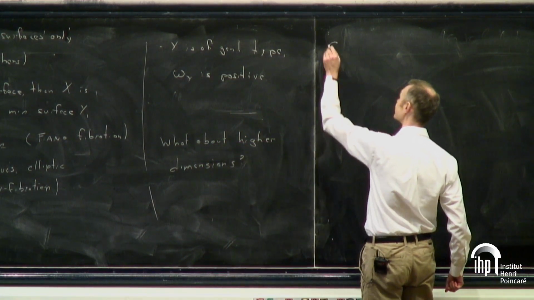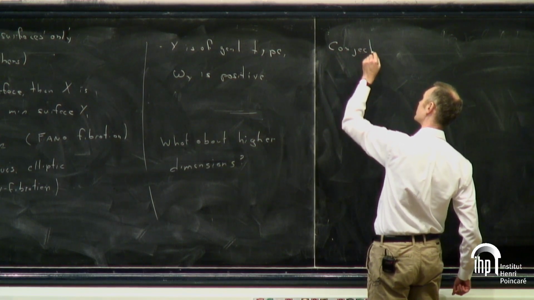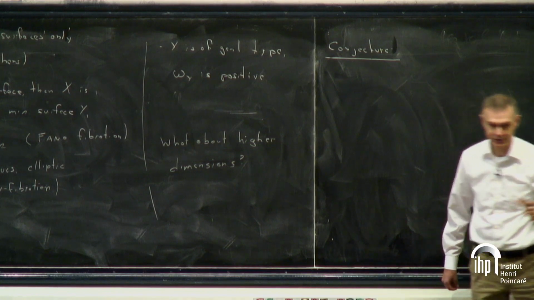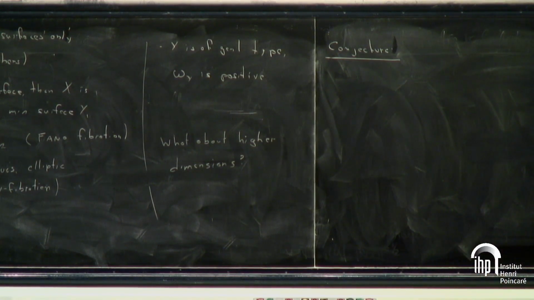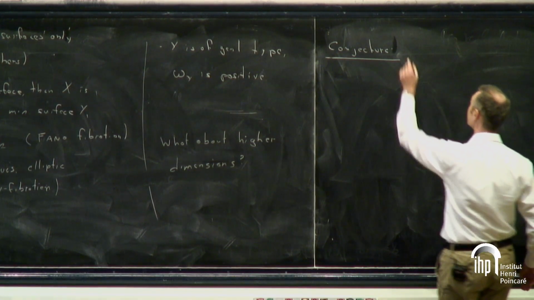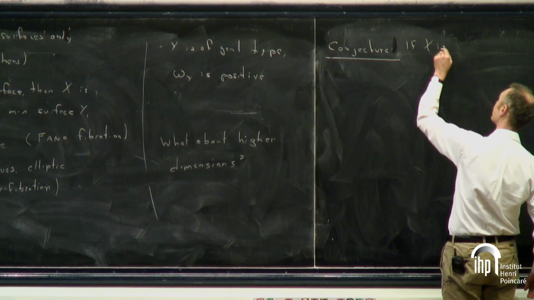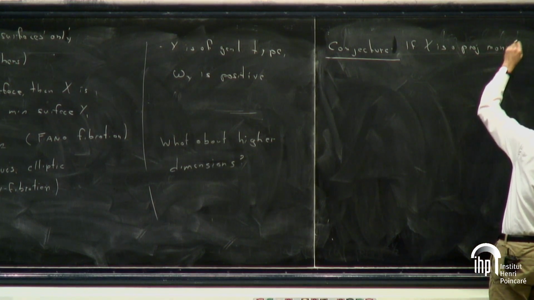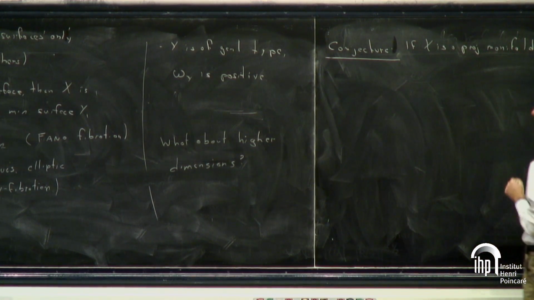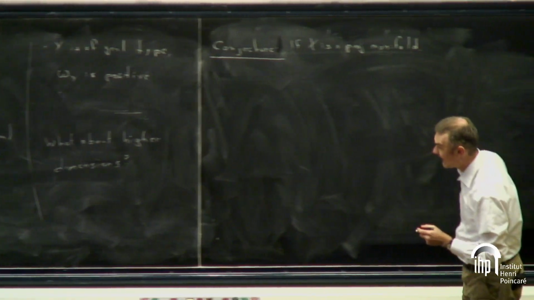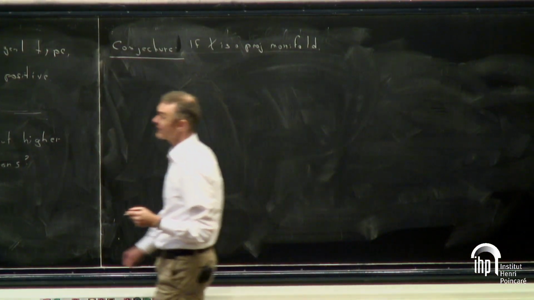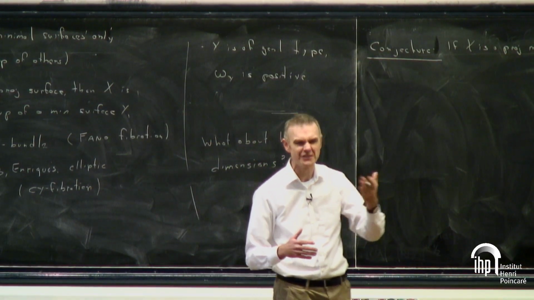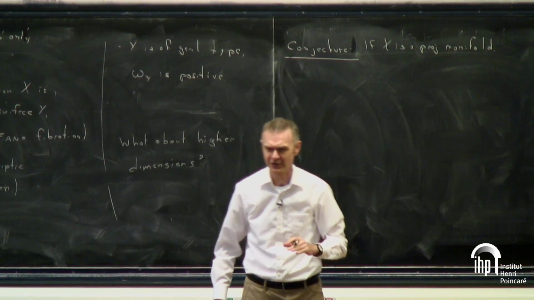And the answer is a conjecture, which has been proven in large parts also due to the work of Birkar, which basically says the following. So if X is a projective manifold of any dimension, then there exists a sequence of birational transformations that are similar to blowing down, and I'm not going to make this precise.